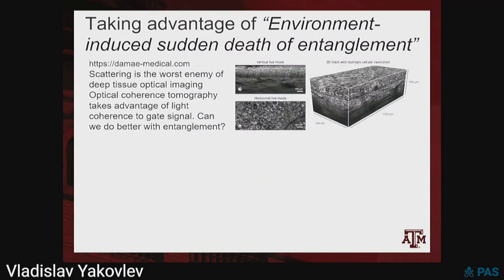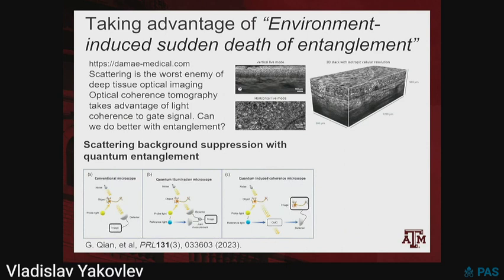So if you're using optical microscopy methods, in particular optical coherence tomography, you typically use the coherence properties of light to gate your signal so that you are not polluted with scattered light. So why not use entanglement for this? And actually, just recently we demonstrated this. We used it in a LiDAR system to demonstrate the proof of principle that quantum entanglement actually helps you to do that.